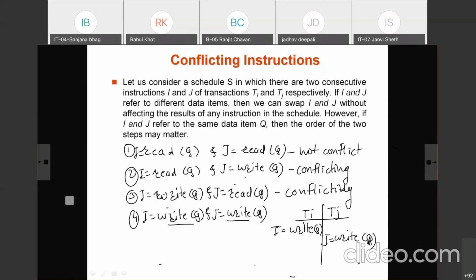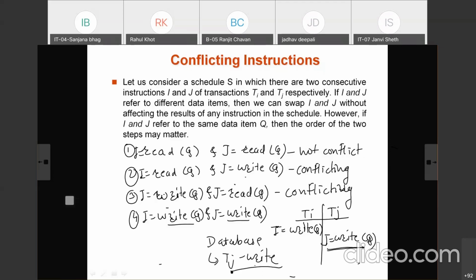So who performed the last execution? J performed the last execution, or Tj performed the last write operation. So in the database, what value is stored? In the database, the value stored is the one written by transaction Tj. What value is stored?